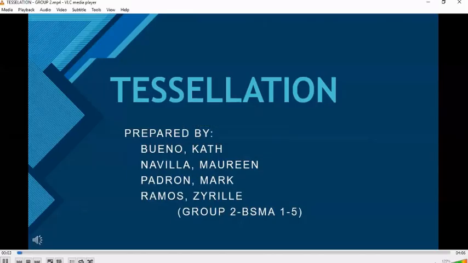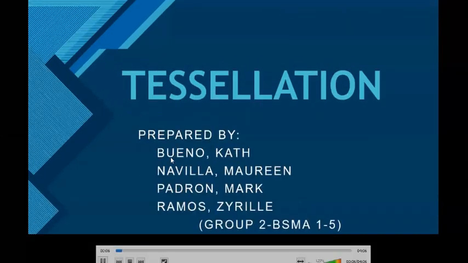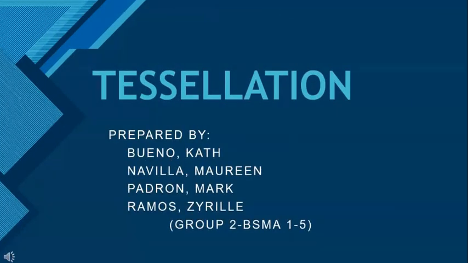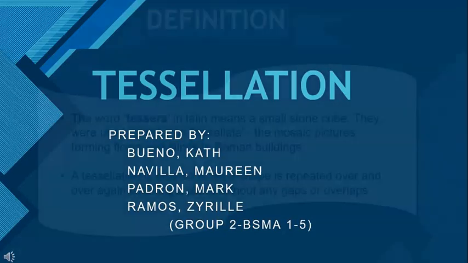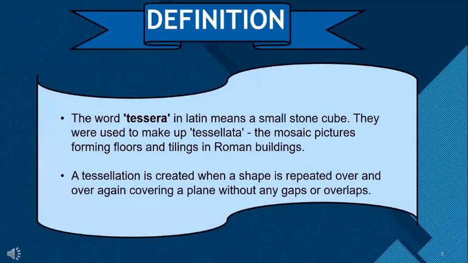Patterns in nature are visible regular forms found in the natural world. These patterns are identified mathematically. One of these patterns is called tessellations. Where does the word tessellation come from? The word tessera in Latin means a small stone cube. They were used to make up tessellata, the mosaic pictures forming floors and tilings in Roman buildings.